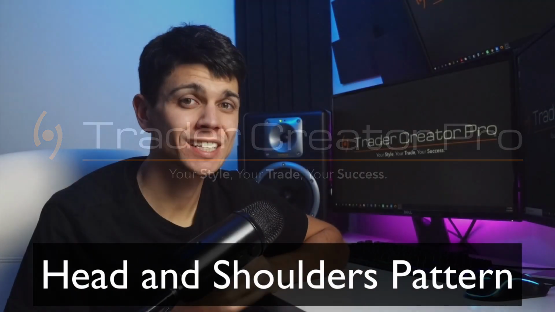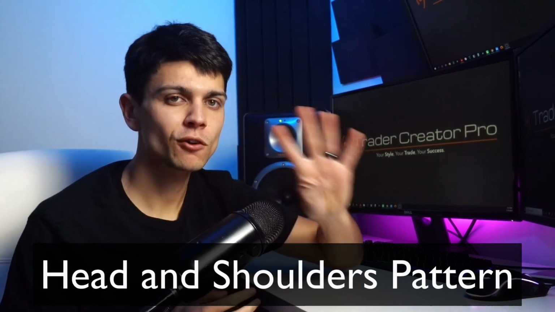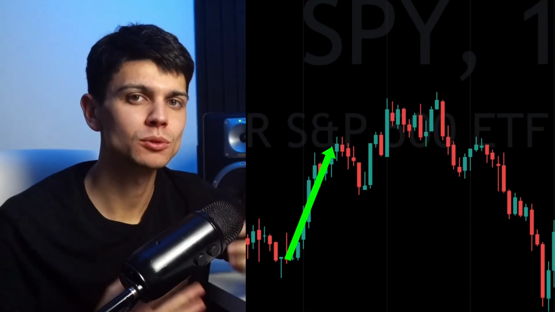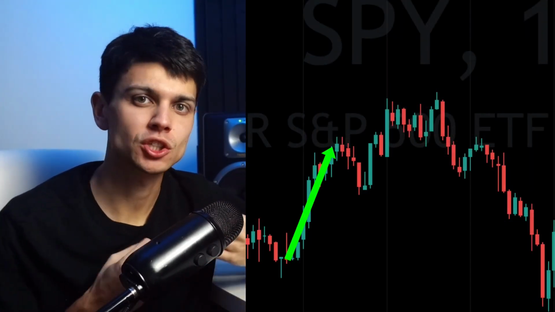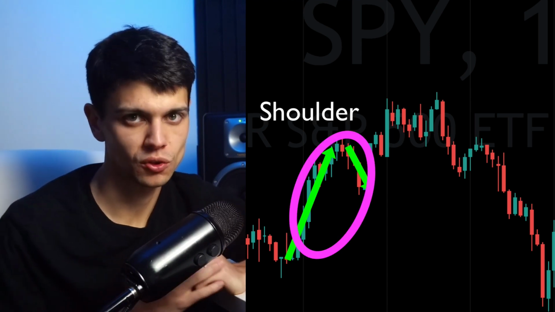Head and shoulders pattern is specifically a reversal type of pattern. There are four parts to the pattern. First, we have the initial move up and a retracement back down. This is the first shoulder.